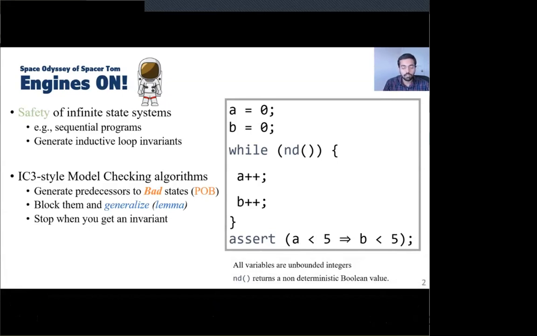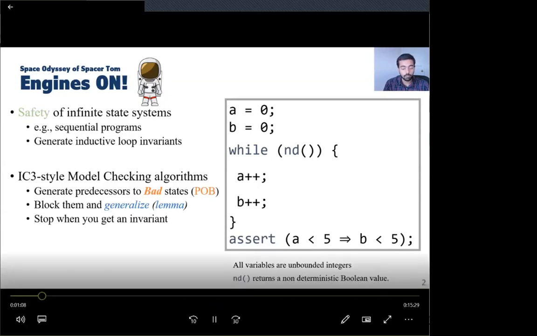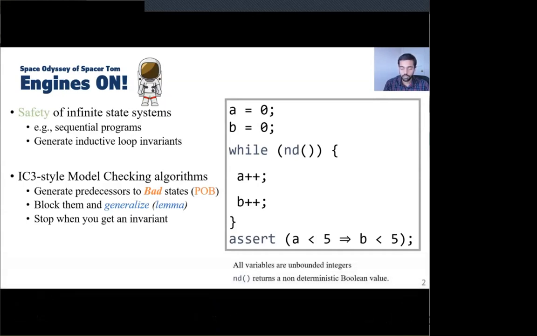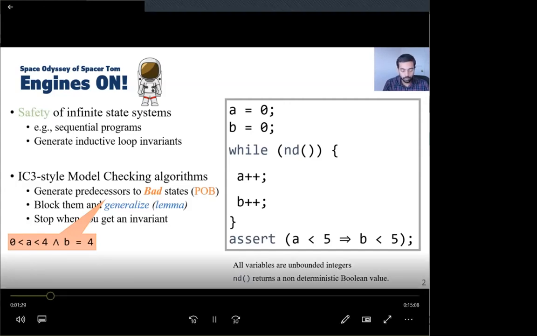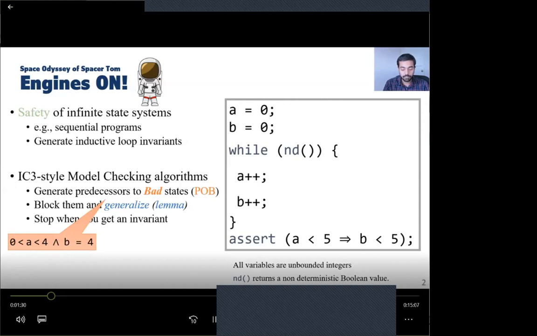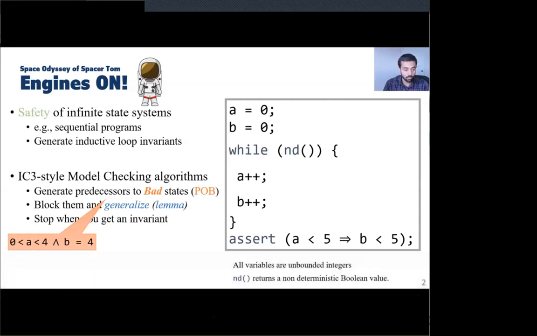The example on the right is an example sequential program. It has two variables, a and b, both of which are unbounded integers. Inside a while loop that runs arbitrarily many times, both variables are incremented. Once the while loop exits, it is asserted that if a is less than 5, so is b. An example of a proof obligation can be a set of states where a is between 0 and 4 and b is equal to 4. This proof obligation can be blocked using lemmas like a equal to b or a plus b less than 4.